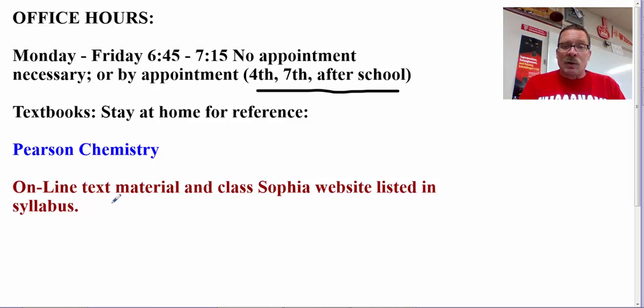Along with that, they also have listed on their syllabus how to access online materials with that book, and they have some quizzes that might help them find some more problems besides the ones I do assign as homework that they can do out of the book.